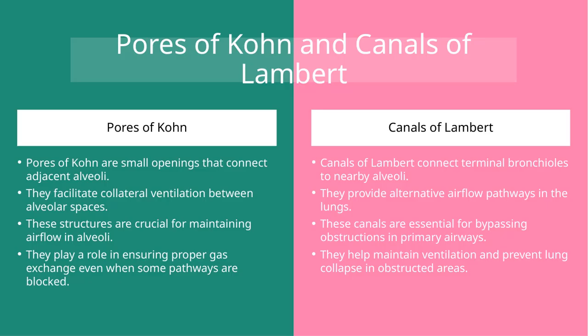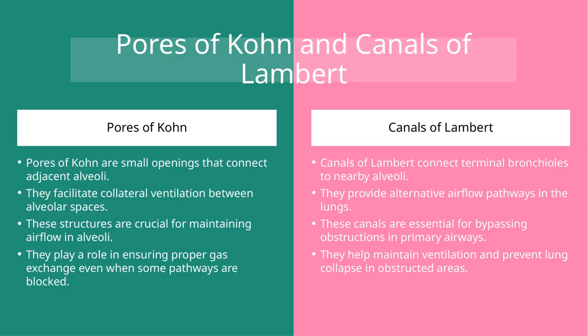Let's take a closer look at the pores of Kohn. These are small openings that connect neighboring alveoli, and their main role is to facilitate collateral ventilation between these tiny air sacs. This means that if one alveolus is blocked or damaged, air can still reach it through these connections, which is crucial for maintaining proper airflow and efficient gas exchange. Essentially, they help ensure that even when some pathways are compromised, the lungs can still function effectively.